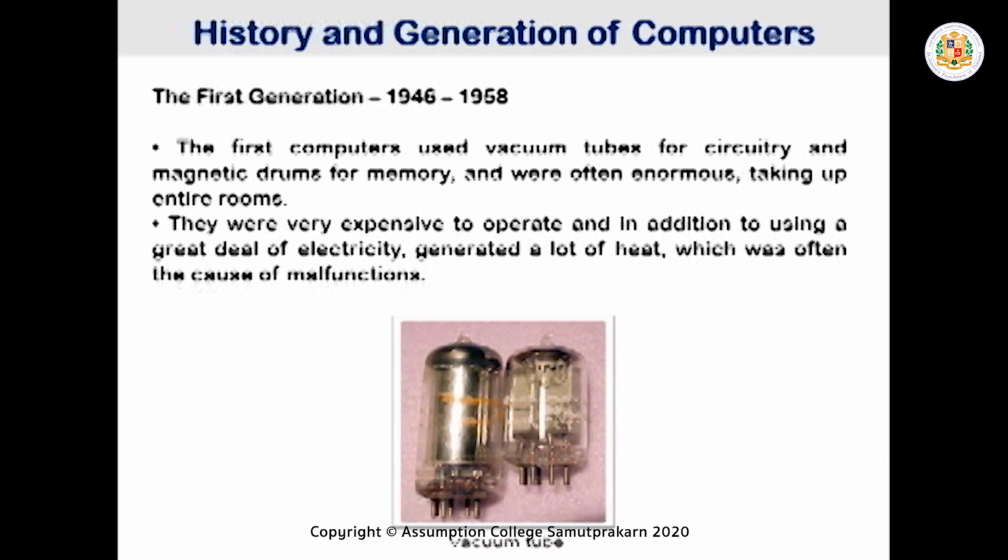The first generation, 1946 to 1958. The first computers used vacuum tubes. This is how a vacuum tube looks like. They were used for the circuitry, and magnetic drums for memory, and were often enormous, taking up entire rooms. So they were using a large number of vacuum tubes and magnetic drums for the electric circuit of the computer and for the memory to store data in it. It was very expensive to operate. In addition to using a great deal of electricity, it generated a lot of heat, which was often the cause of malfunctions.